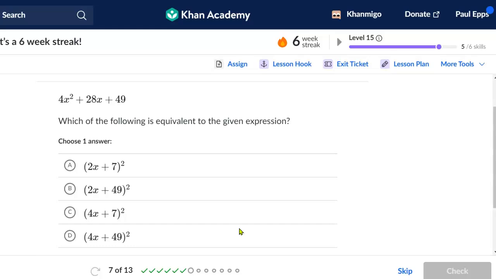C, we're also going to square 4x. We're going to get 16x squared. So that's wrong. A, we're going to square 2x. We're going to get 4x squared. We're going to get 14x twice is 28x plus 49. And let's go with A.